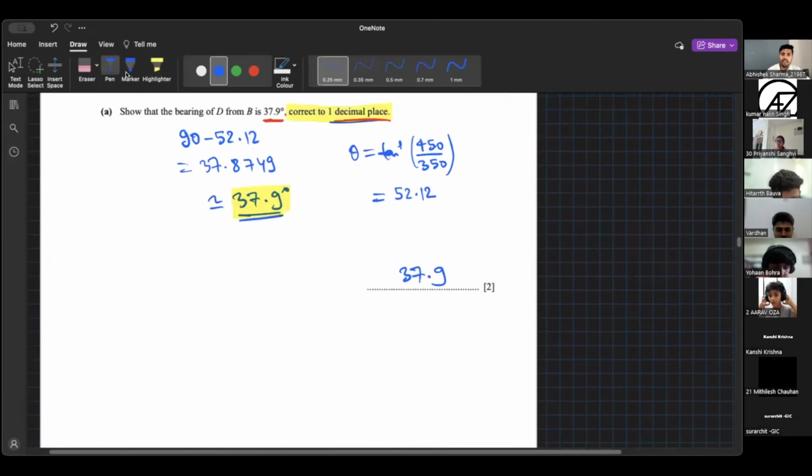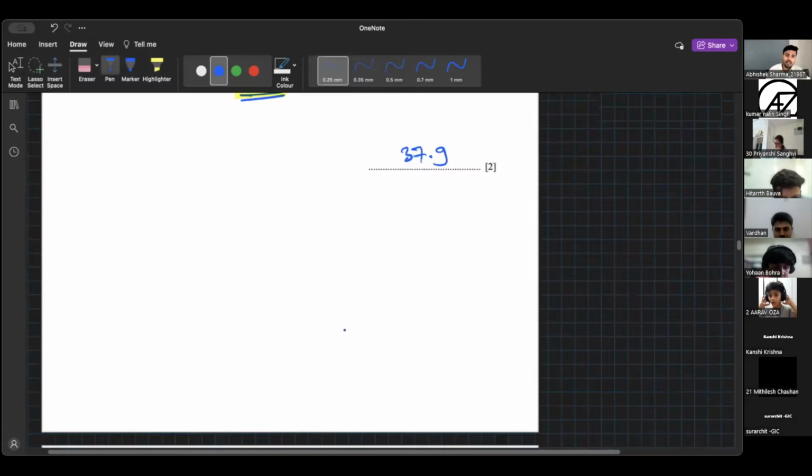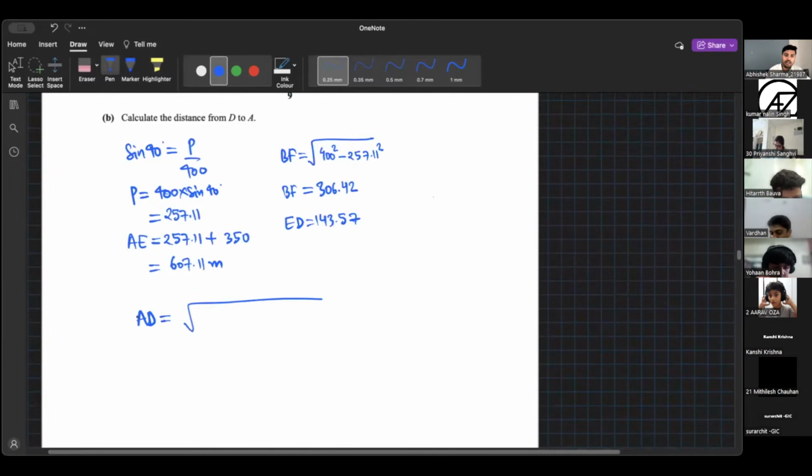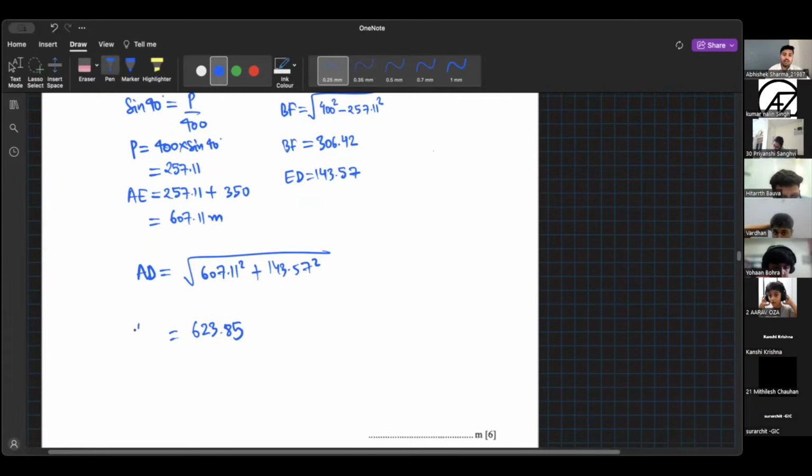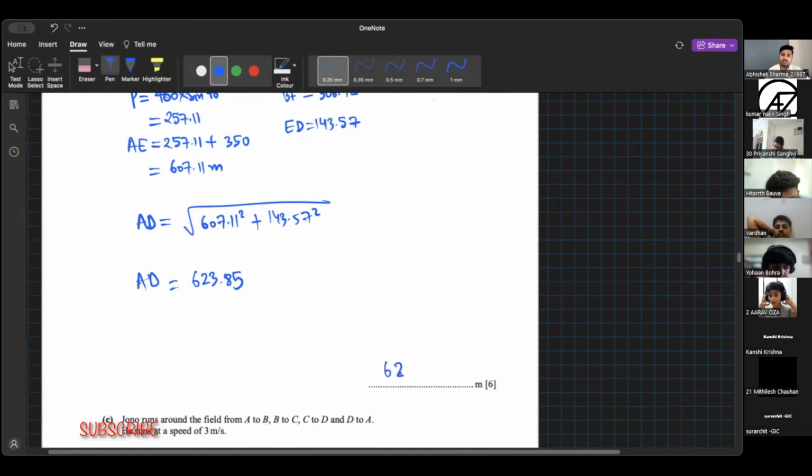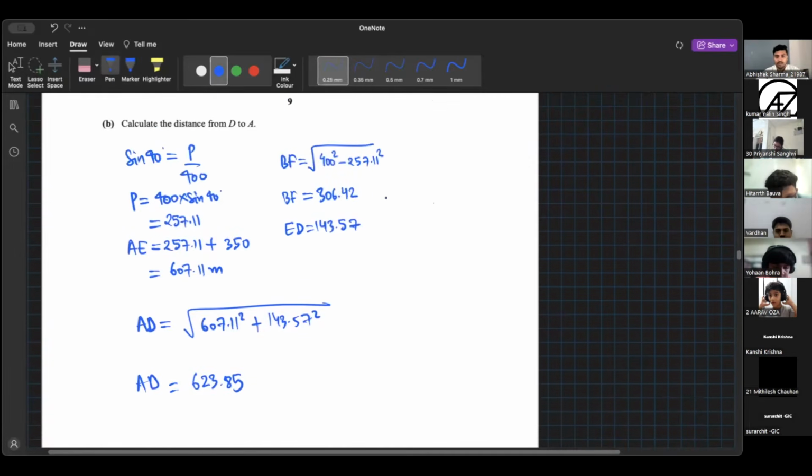Now we have to find AD. So we can do it here directly. AD will be under root of 607.11 square plus ED square, that is 143.57 square. Do this in the calculator, you will get the answer. Under root of 607.11 square plus 143.57 square, and the answer is 623.85. That is the length of AD, which can be written as 624, correct up to 3 significant figures, so many meters. Clear?